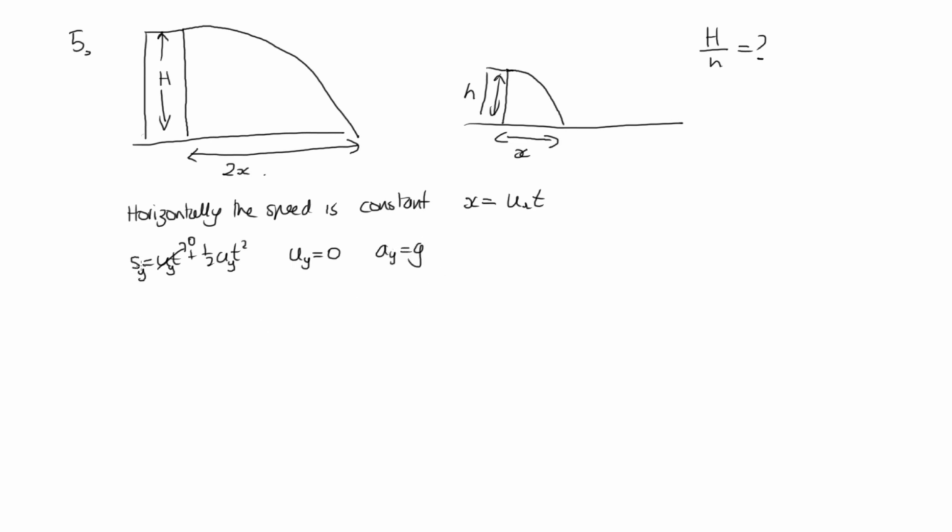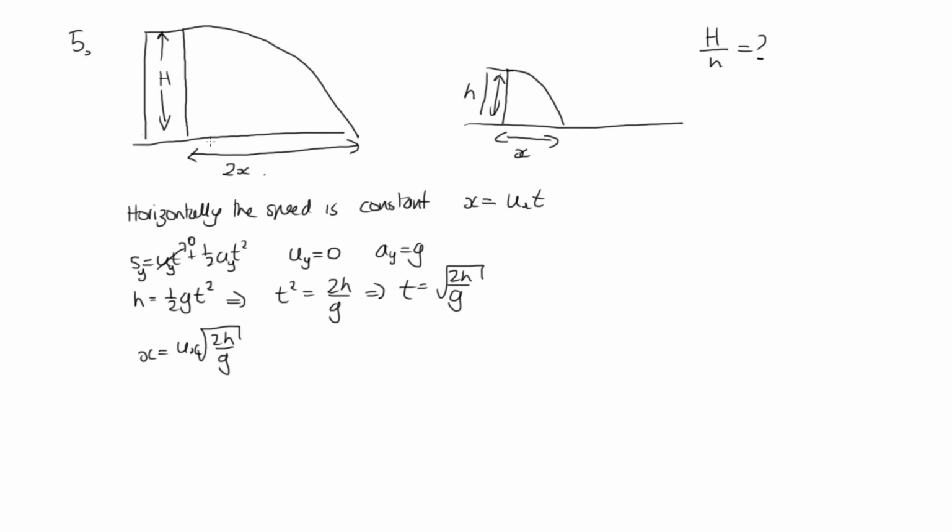So we can write sy, which is the height of the building, so h, is equal to a half g t squared. And so rearranging this to get t, we've got t squared is equal to 2h on g, which tells us that t is equal to the square root of 2h on g. So this tells us that x is equal to ux times the square root of 2h on g.